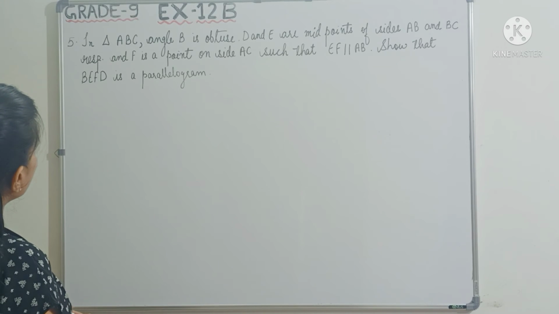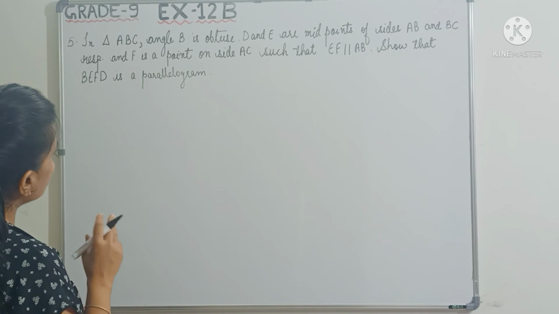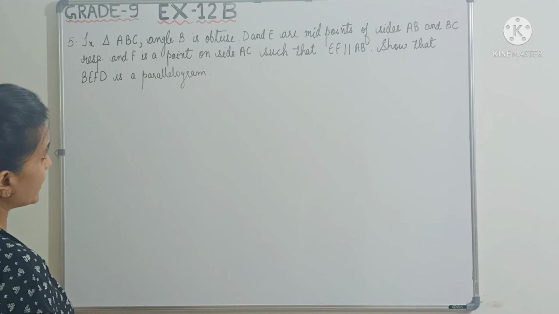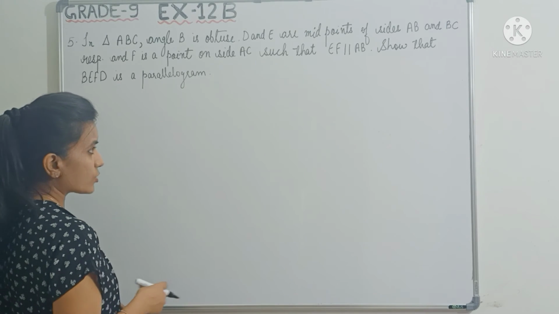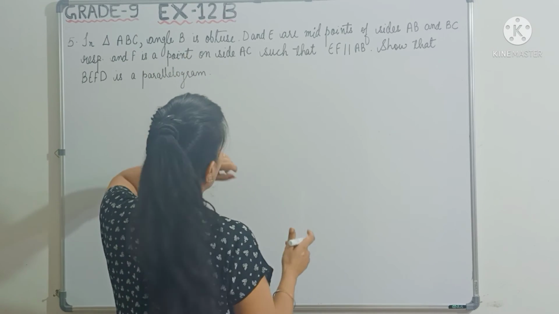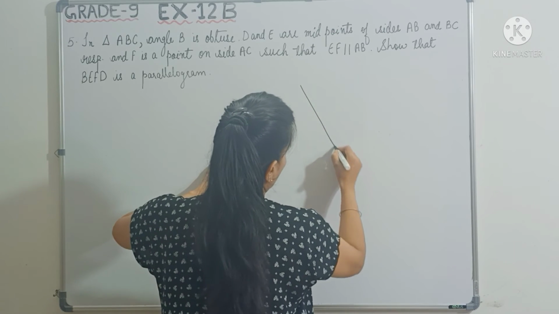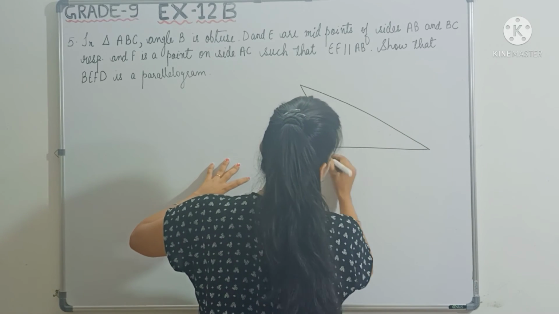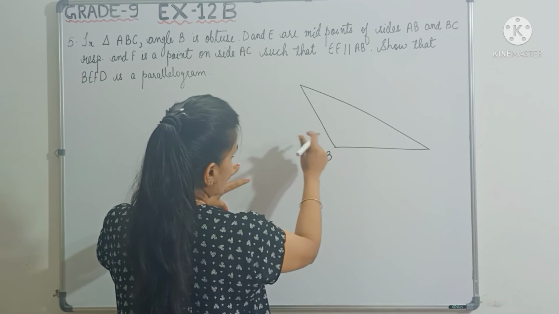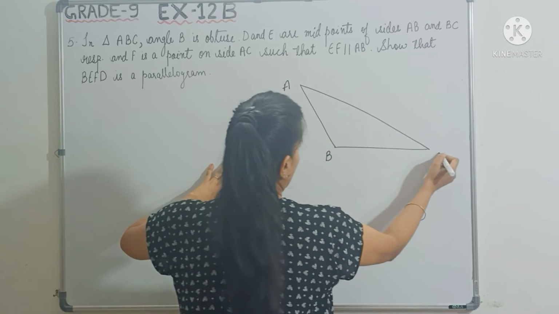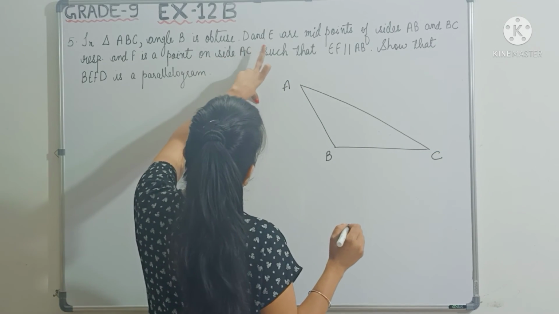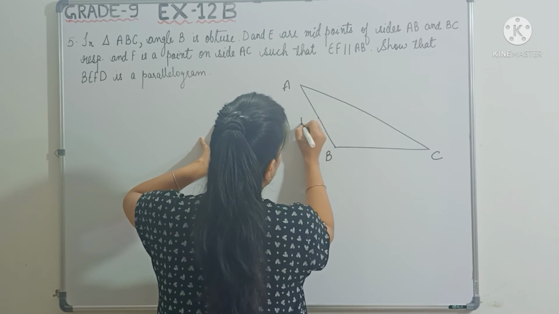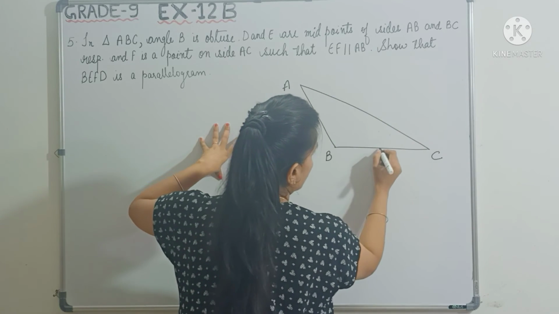So question number 5 is, in triangle ABC, angle B is obtuse. D and E are midpoints of sides AB and BC respectively. So let's draw a triangle where angle B is obtuse, right? So let's draw a triangle like this. So here this is angle B because this angle is obtuse. So let's name it ABC, right? D and E are midpoints of sides AB. So D is the midpoint of side AB and E is the midpoint of side BC.